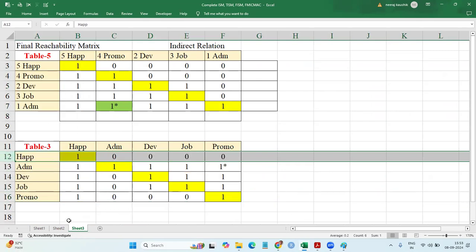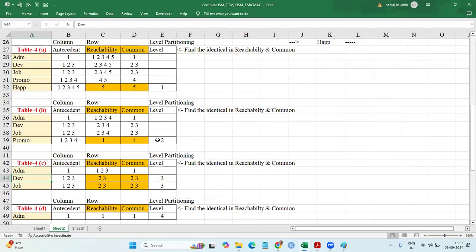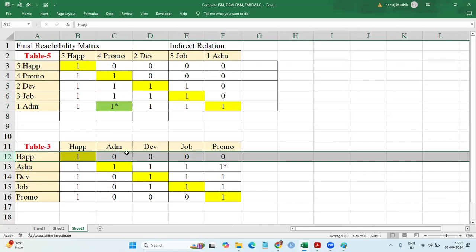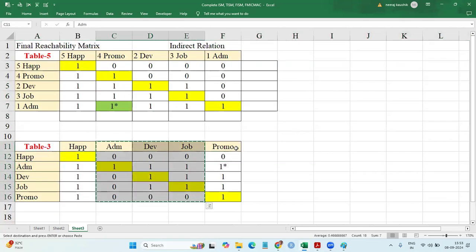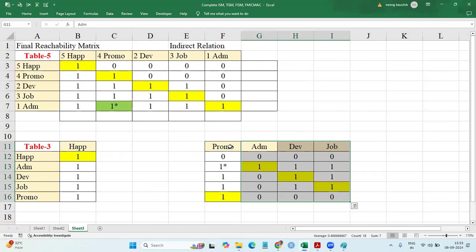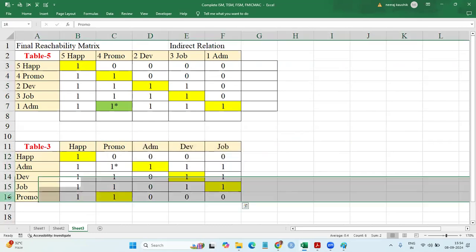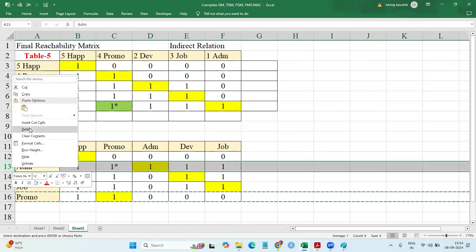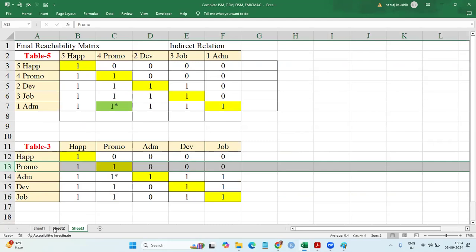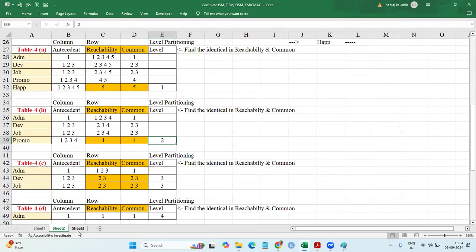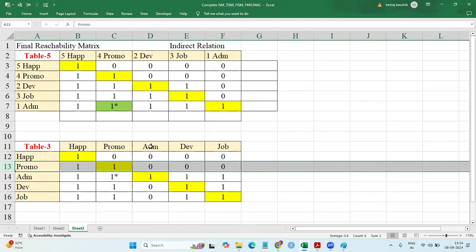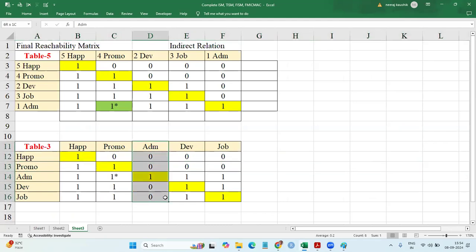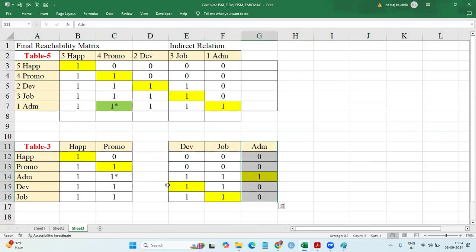Insert cut cell. The second column and second row should be promotion. So let me put it this way. Promotion goes here. Cut promotion from here and paste it here. Insert cut cell. The third ones come as job and development. So job and development are together. So let me take admission out from here.